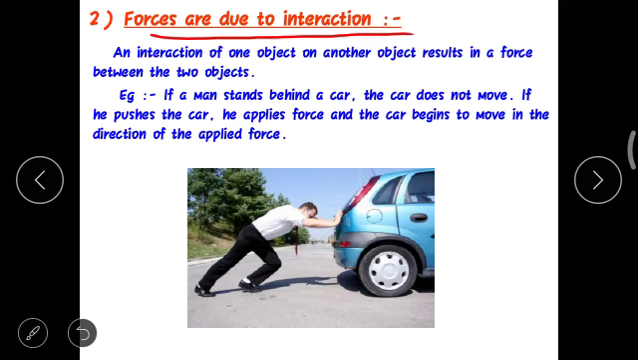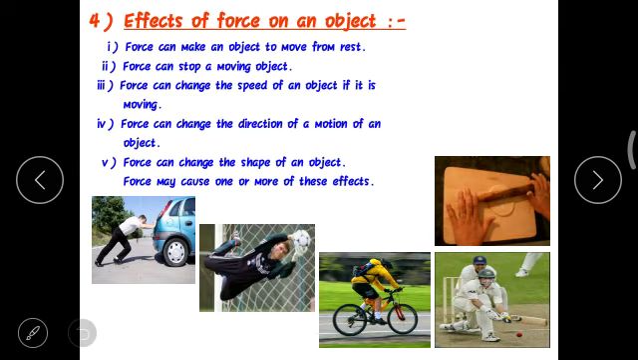Forces are due to interaction. If you want to apply a force, your hand must interact with the body. So if there is an interaction between two objects, then a force is applied. So the next one, what are the effects of the force? The effects of the force mean what you can do with the help of the force.